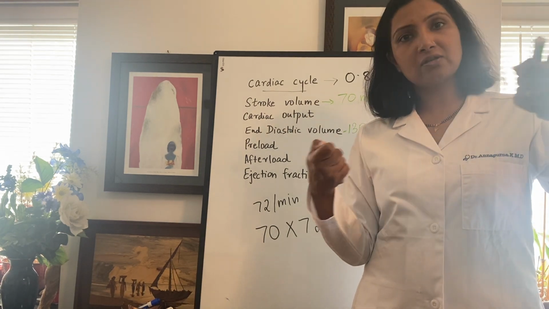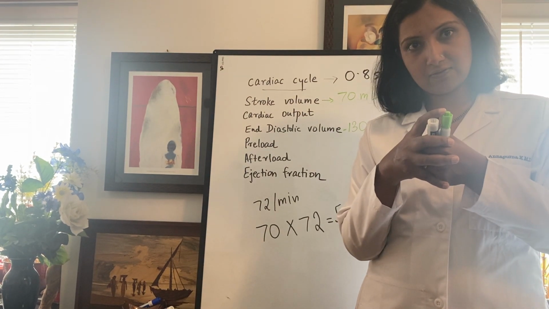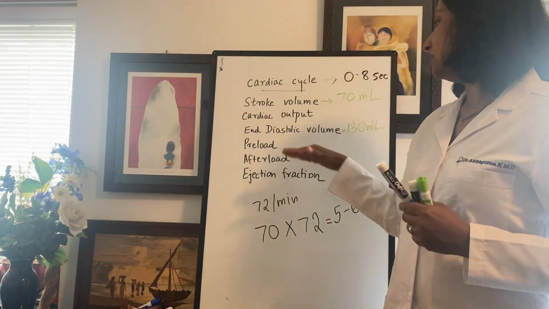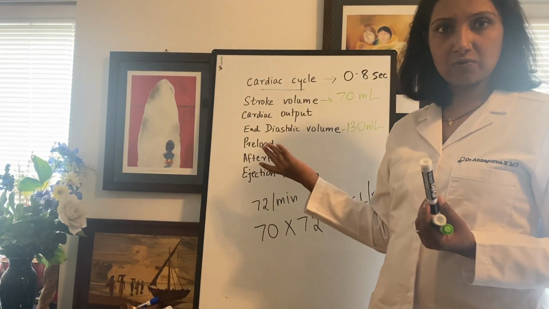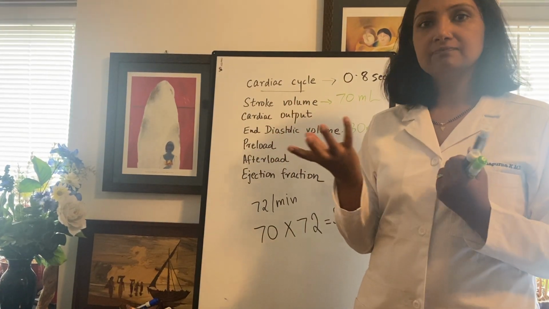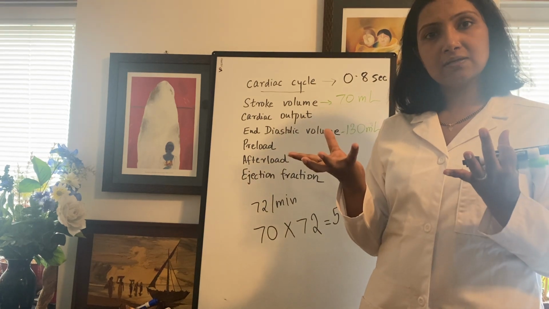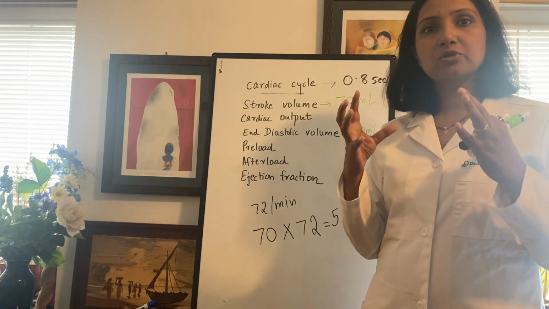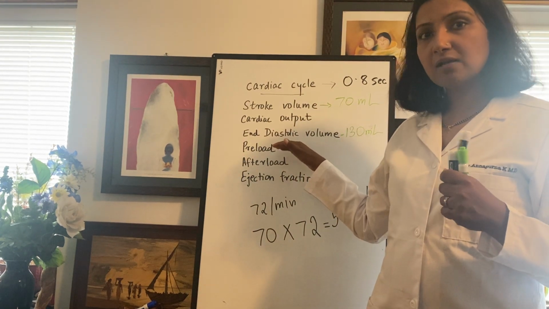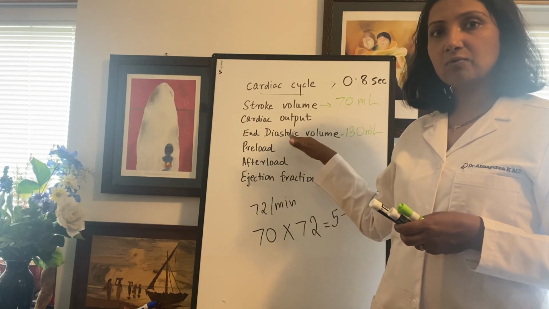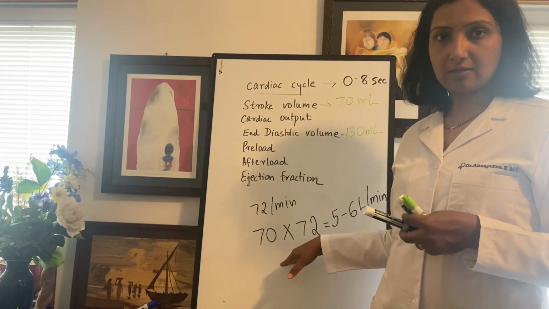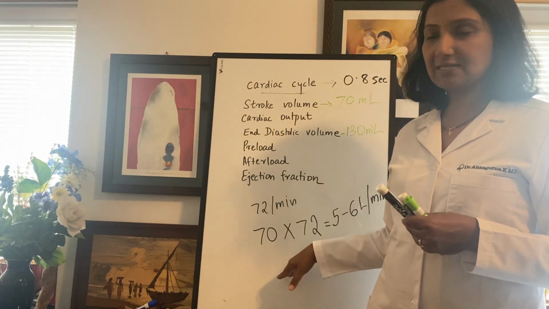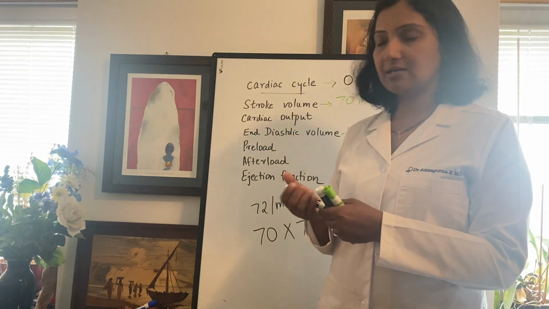Just like you stretch a rubber band, you release it, the more it contracts. But if you overstretch it, it breaks. So preload is similar to end diastolic volume, the amount of blood. If there is more blood in the ventricle, more would be the force of contraction, and more would be the cardiac output, right? If there is more preload, there would be more cardiac output. So if the preload is high, the cardiac output increases because more blood would be ejected out.